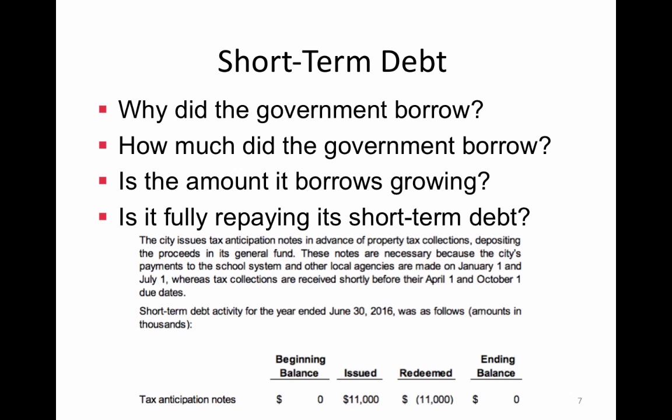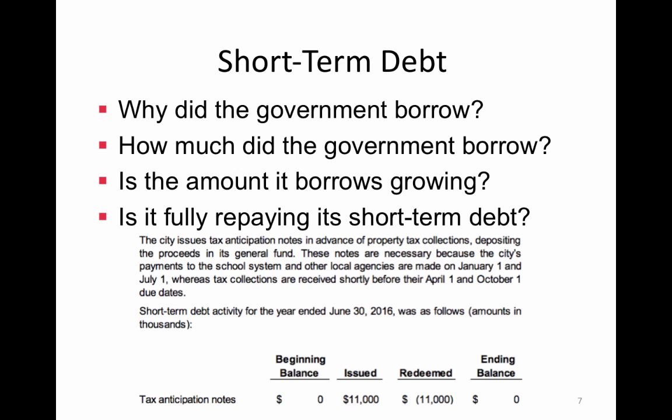That law is meant to prevent governments from doing that. If you look at the bottom of this slide, you can see what a typical short-term debt disclosure looks like, and it has a structure that is similar to what you've seen for capital assets and for long-term liabilities, where it's showing you how the amounts have changed during the course of the year that is being presented in the financial statement. So you see the beginning balance, how much was issued during the year, how much was repaid, and the ending balance, if any.